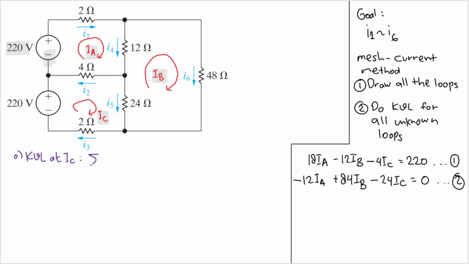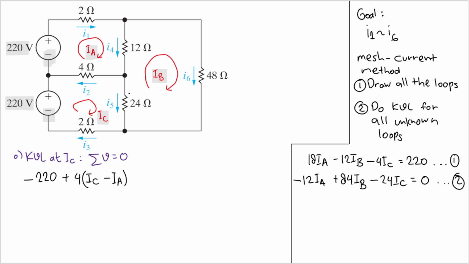Again, KVL says that the sum of the voltages in a loop will equal 0. Let's start from this 220 volt source. The current here flows from the negative terminal, so we will have a negative sign: minus 220. Then plus 4. Here there are two currents, IC going to the right and IA going to the left. We are working on IC, so IC comes first, and then IA flows in the opposite direction, so minus IA.